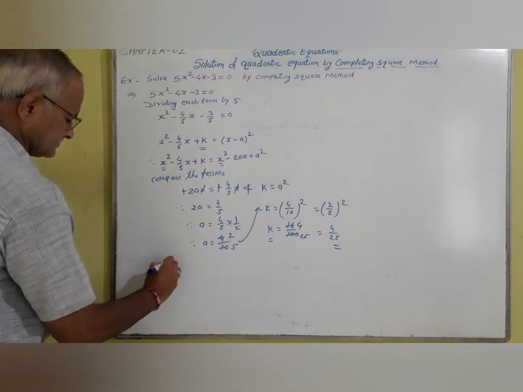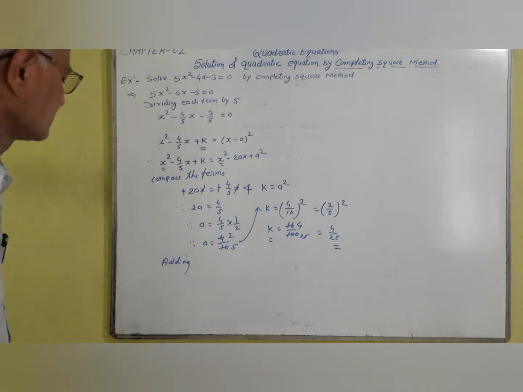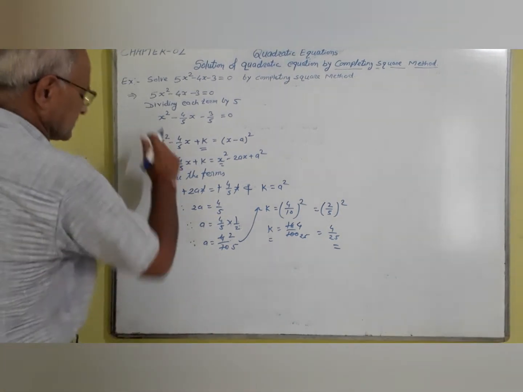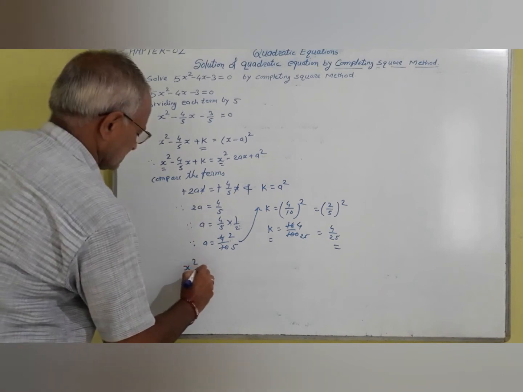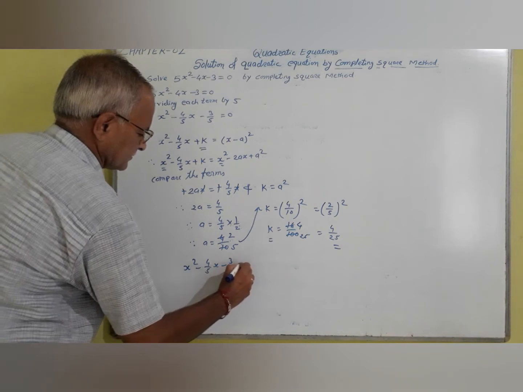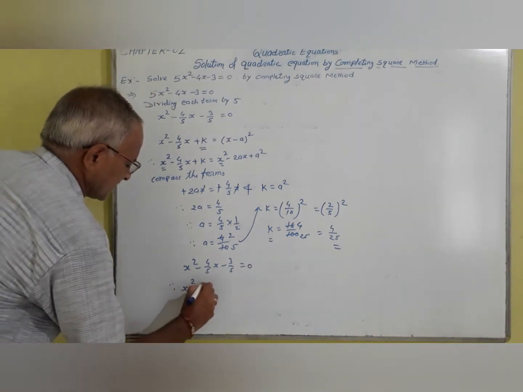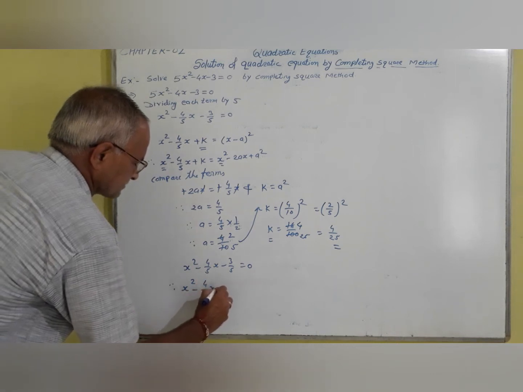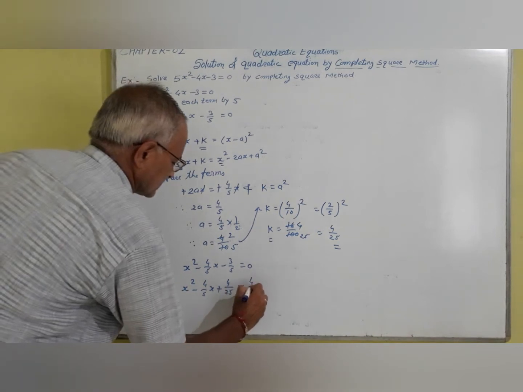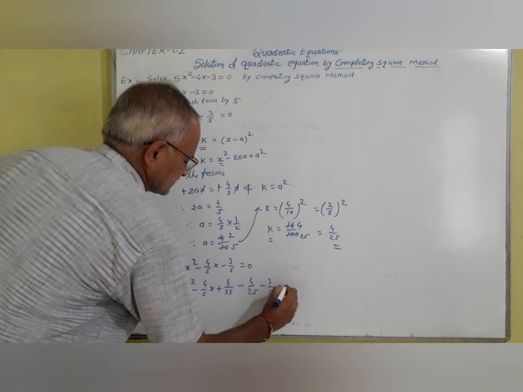Now we add and subtract this 4 upon 25 in this equation. Therefore, x square minus 4 upon 5x minus 3 upon 5 is equal to 0. Therefore, x square minus 4 upon 5x plus 4 upon 25 minus 4 upon 25 minus 3 upon 5 is equal to 0.